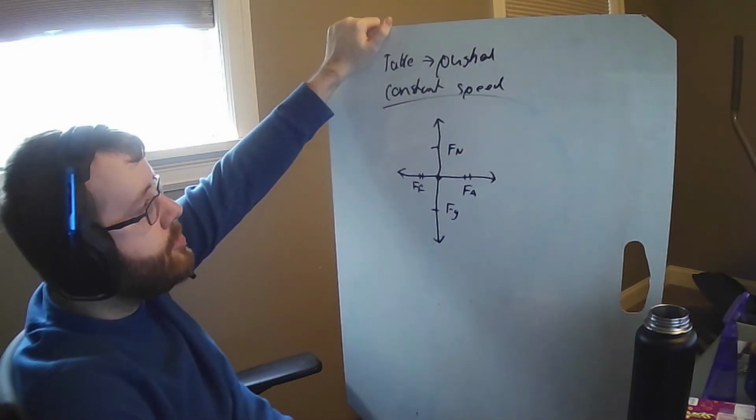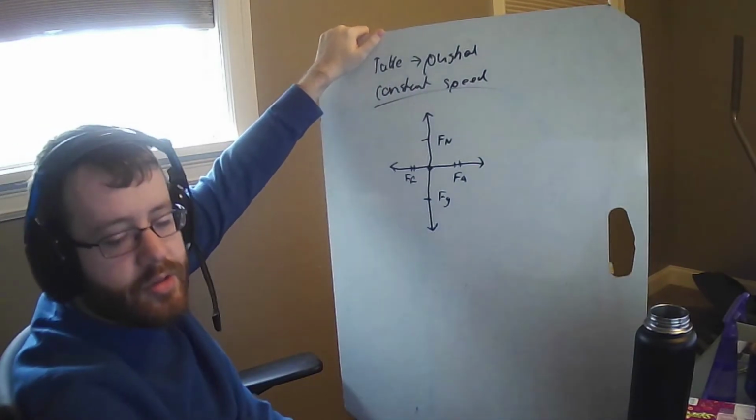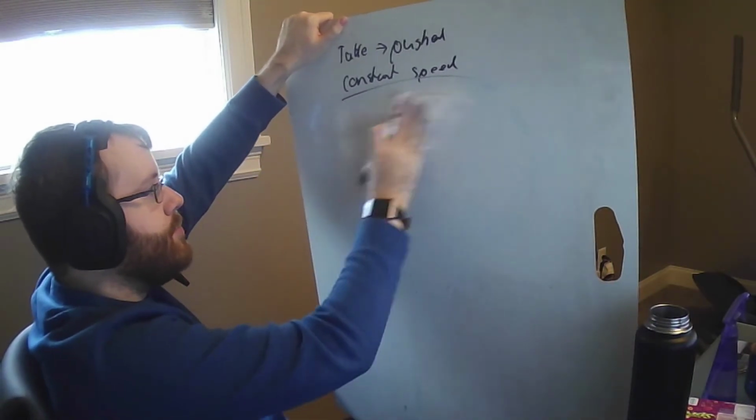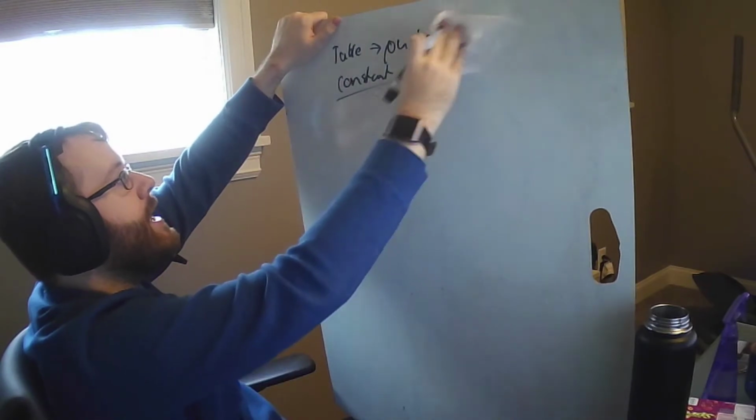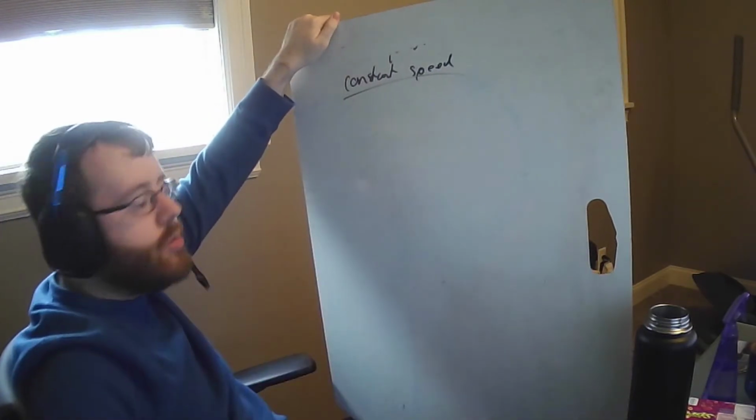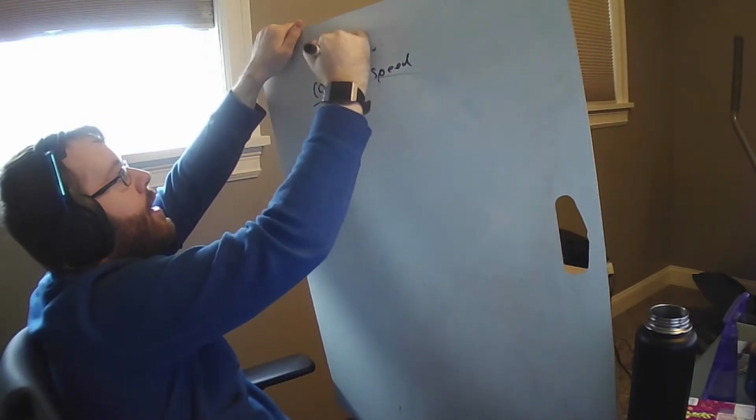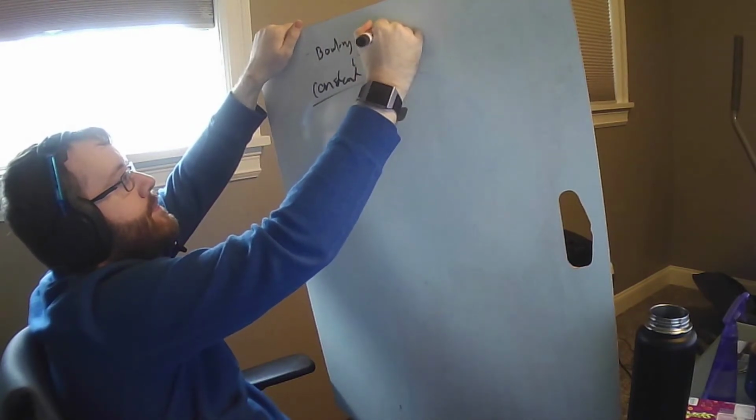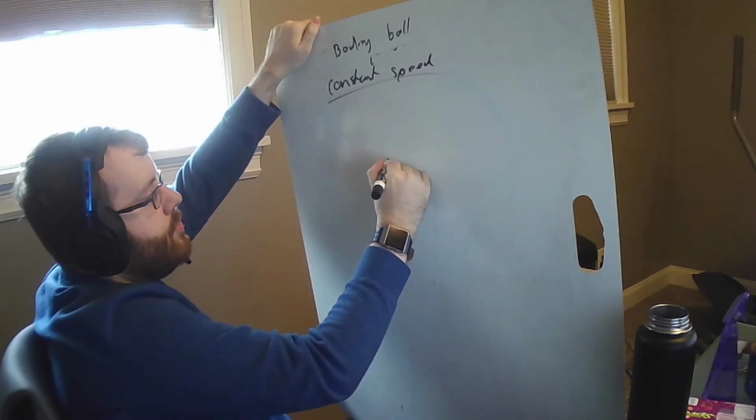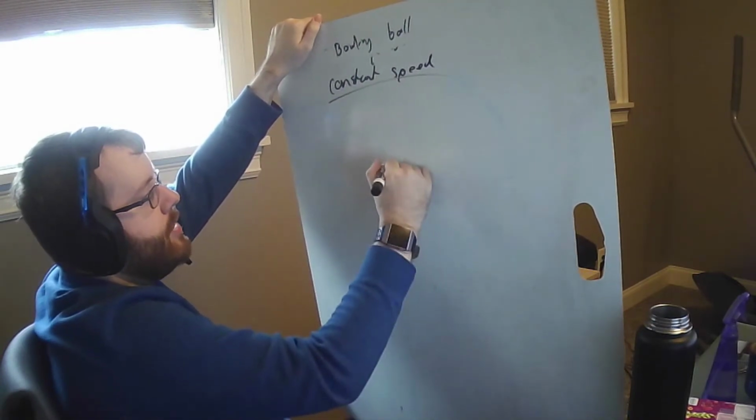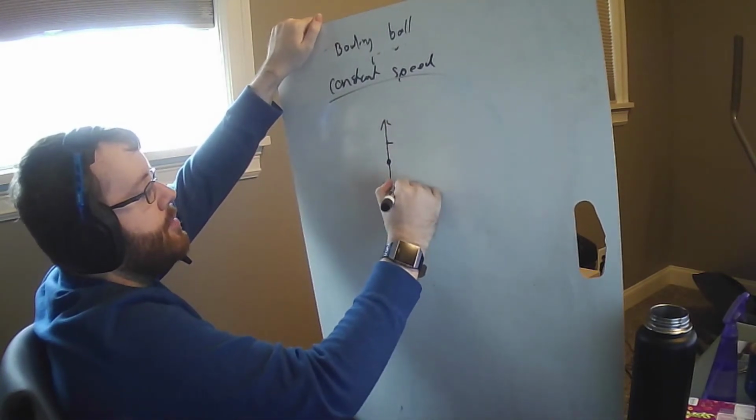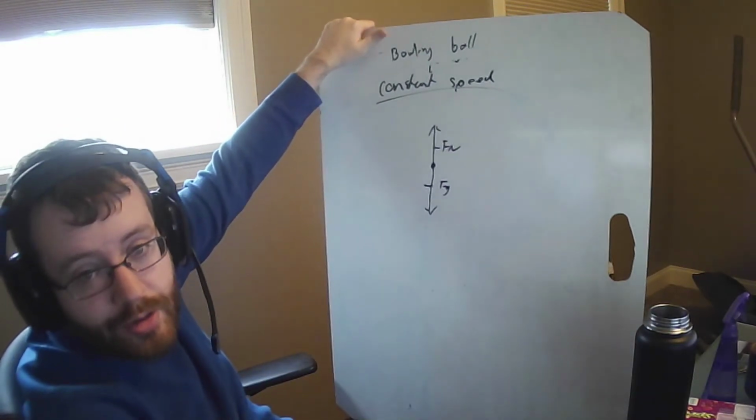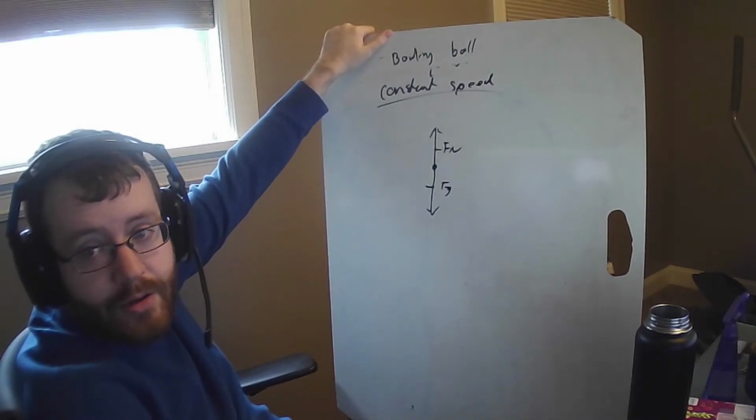Finally, I think the last one I'm going to go for is, let's say, a bowling ball that I've bowled down a bowling alley. We've got a bowling ball. And let's say, again, that it's moving at a constant speed. So we have gravity, we have normal, just like always. I shouldn't say just like always. Gravity will pretty much always be there. We pretty much always have gravity going down.